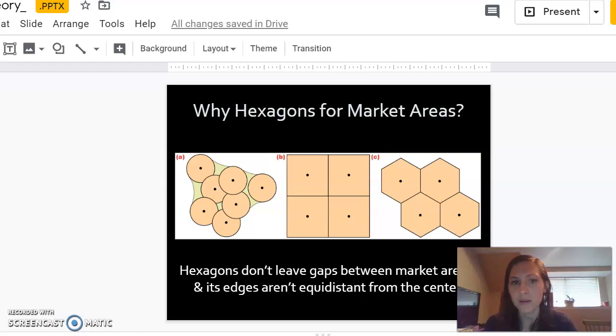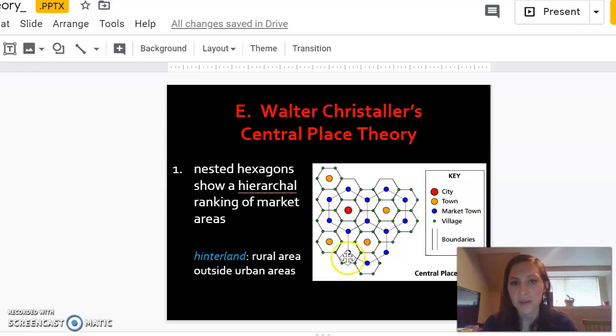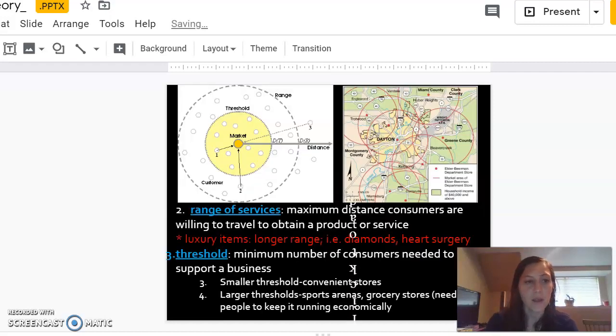Okay, so why do we use hexagons? Because hexagons set up an area for us to look at where there are no gaps. So if we go back to the previous slide, we can see that the cities are in the center, and then the smaller towns are going to be able to connect to those cities at an equidistant. And of course, we know that this is a theory, so not all towns are the same distance from a city. But in theory, the closer the city a town is to, that's the city they're going to go to for goods and services. Okay, so a couple of other vocabulary words that are very important on this theory.